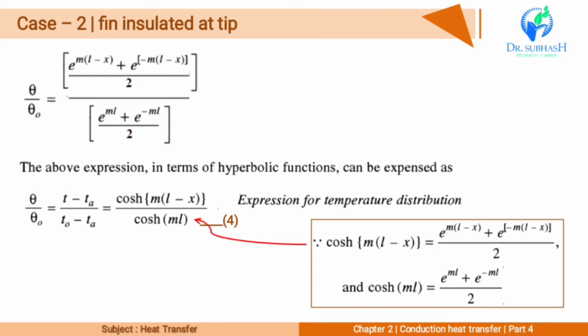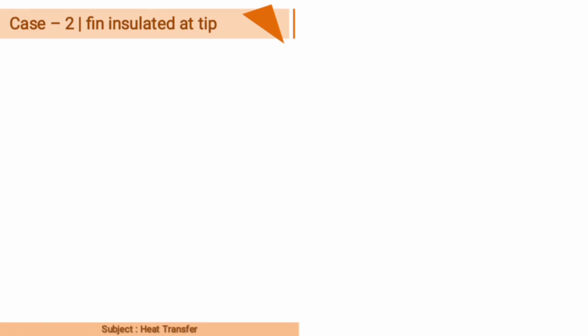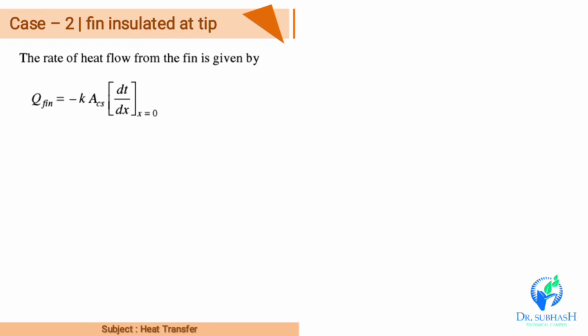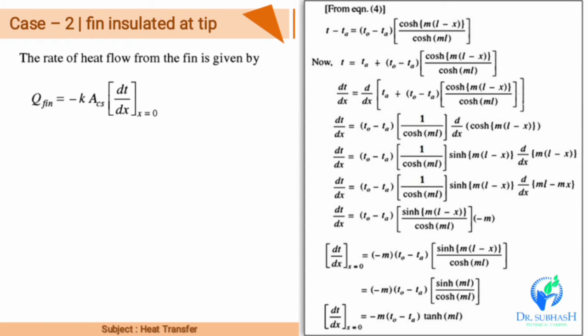Now, the rate of heat transfer from the fin can be determined again from Fourier's law of heat conduction. So, we know that heat transfer rate Q fin is equal to minus Ka dT/dx when x is equal to 0. So, again we want to derive dT/dx when x is equal to 0. From equation number 4, T minus Ta is equal to (T0 minus Ta) times cosh m(L - x) divided by cosh mL.